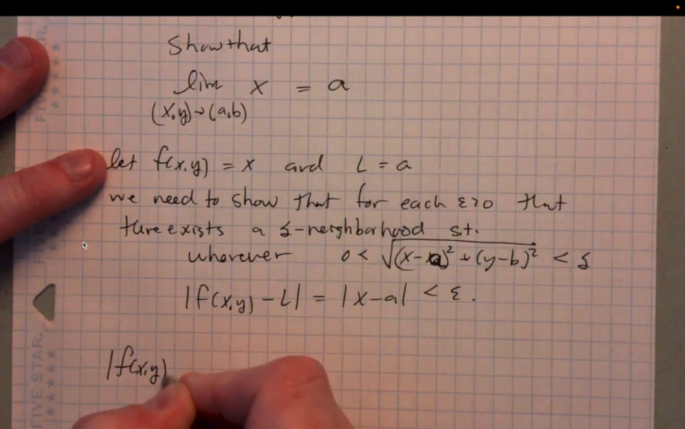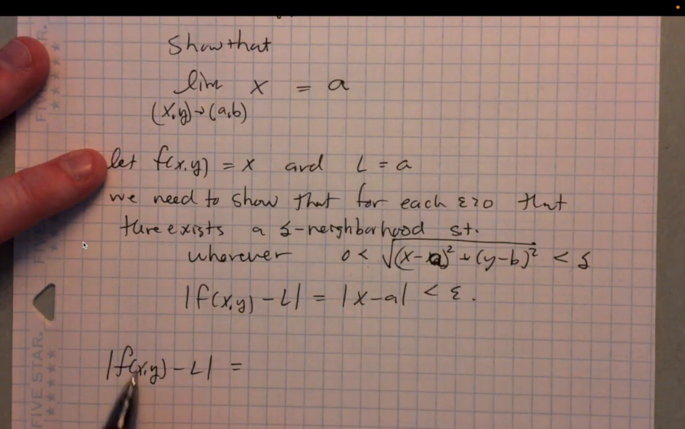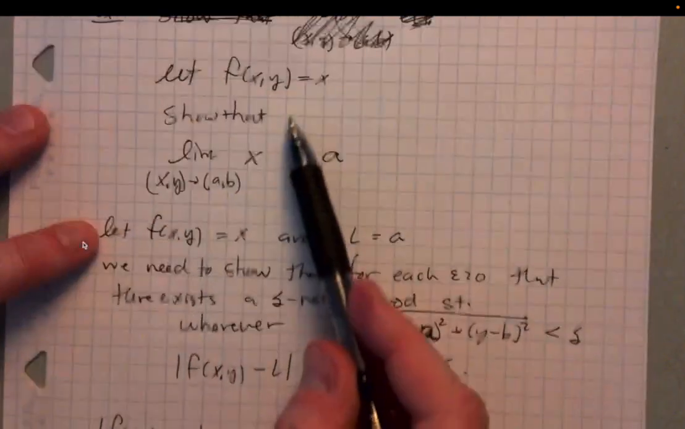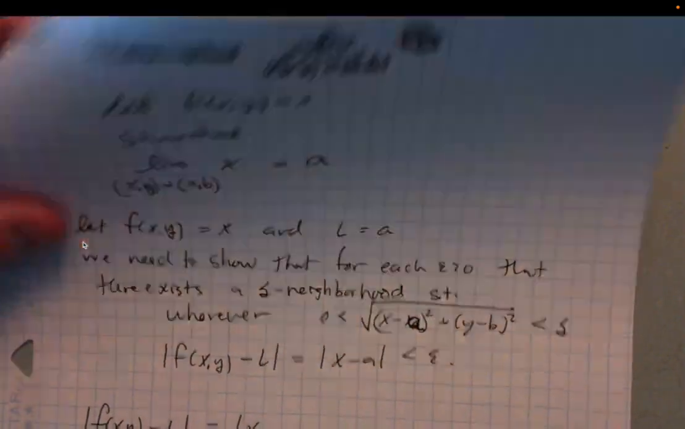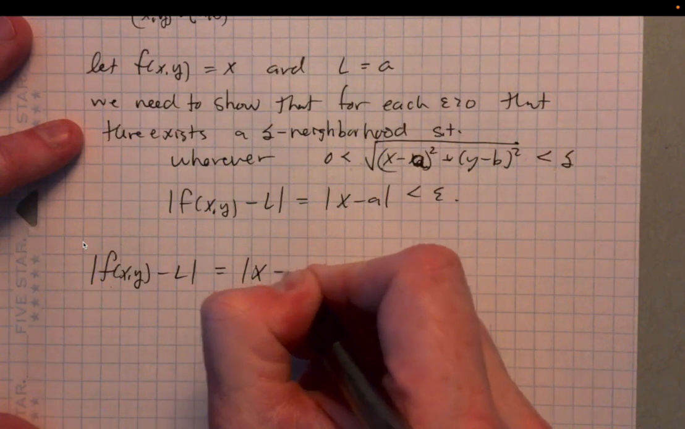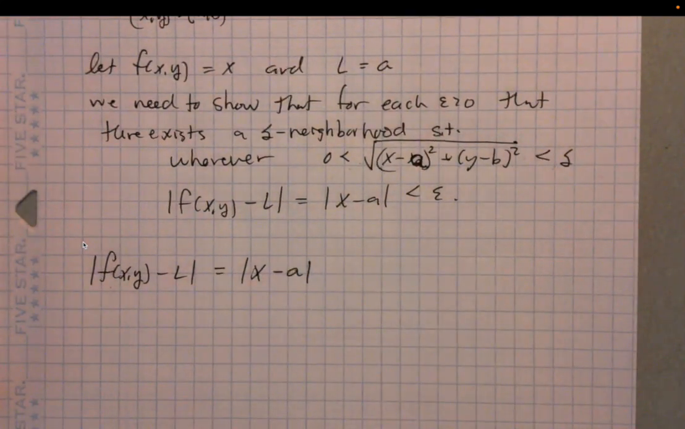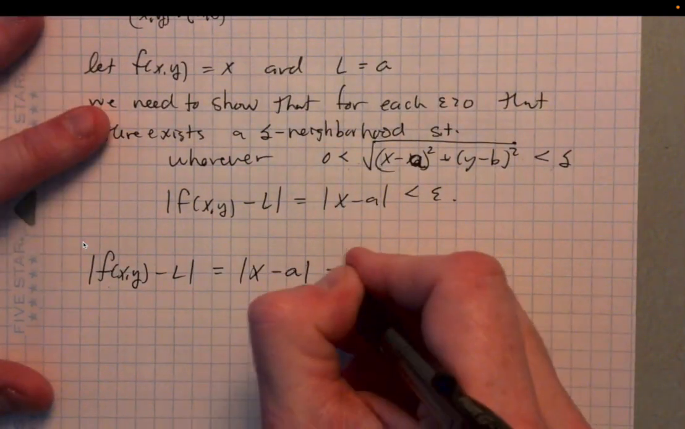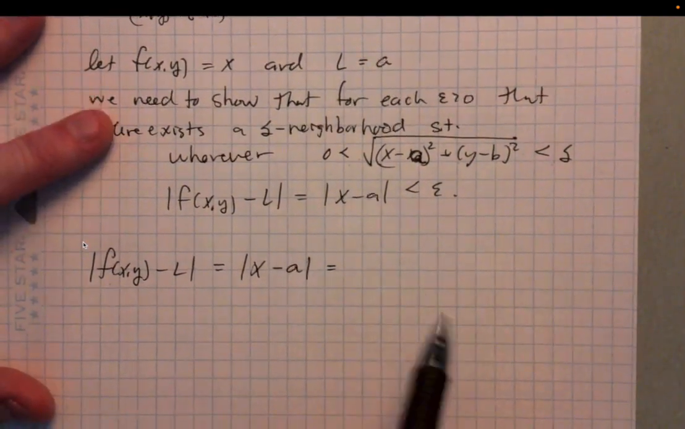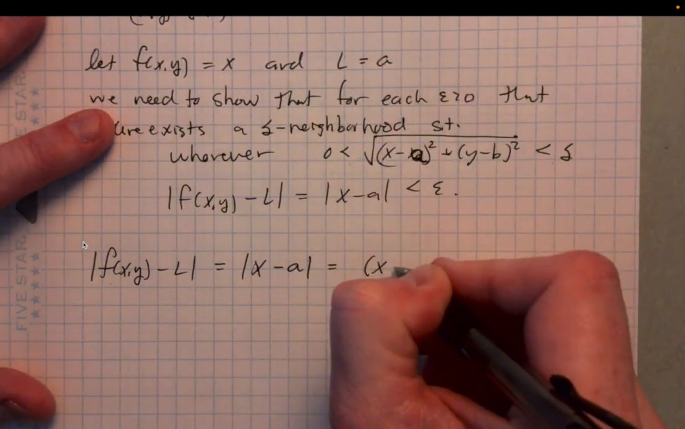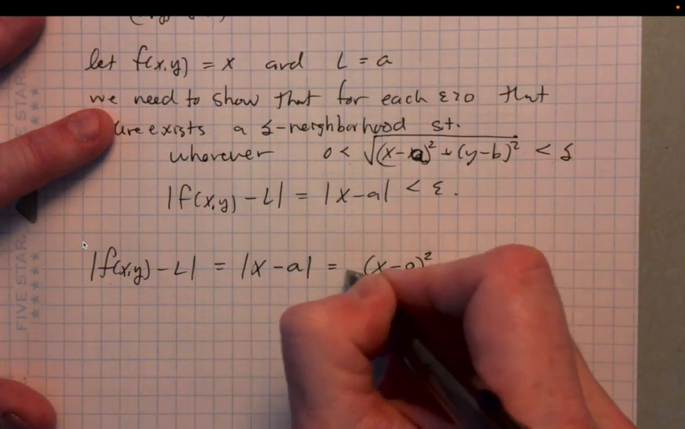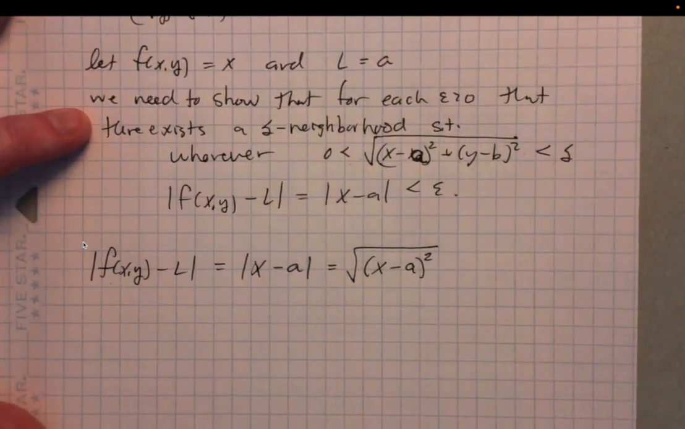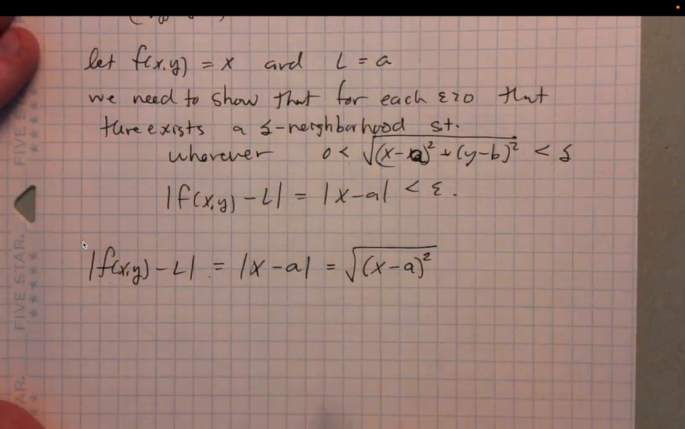So we start with the absolute value of f(x, y) minus L. Now f(x, y) is just x, and L is just a. That's why this is an easier example, so you get this pretty quickly. That's just the absolute value of x minus a. And so we can easily convert this into the distance formula by just squaring this difference and taking the square root. So we've got this easy chain of equality here.